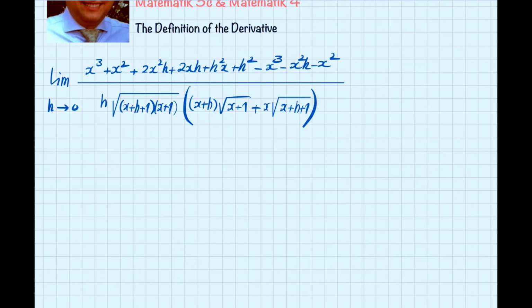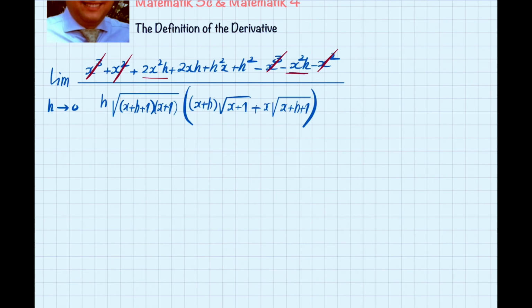Okay, now if I change the color, so you see here x to the 3 and x to the 3 are gone, x squared and x squared are gone here. So what is left for me here? I have 2x squared h, I have x squared h minus sign here.